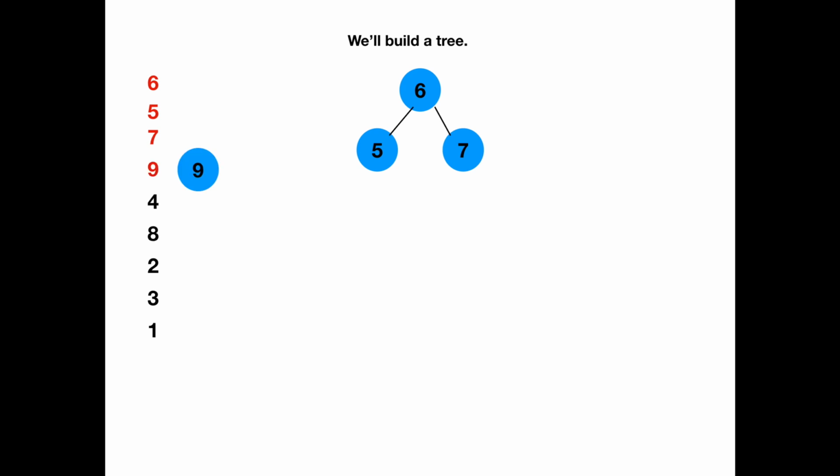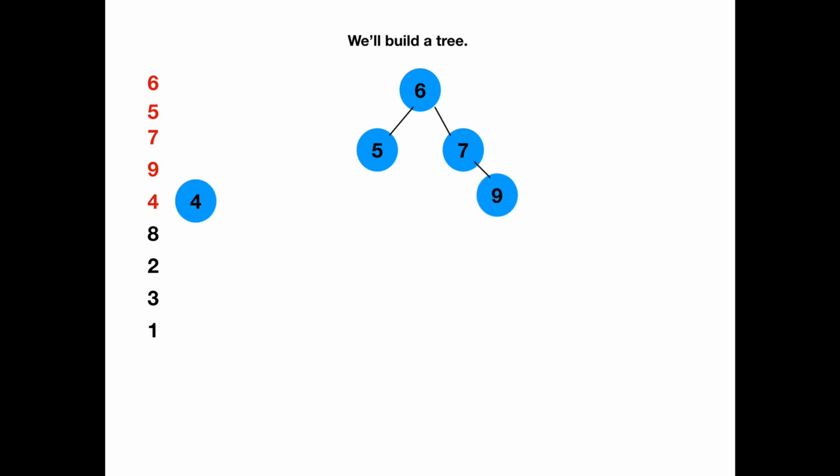Next, we get the node 9. So what we're going to do is compare it to 6, and we're going to say, is it more or less than 6? In this case, it's more than 6. So we're going to go to the next node, and we're going to say, is it more or less than 7? In this case, it's more than 7, so we're going to place it on the right side of 7.